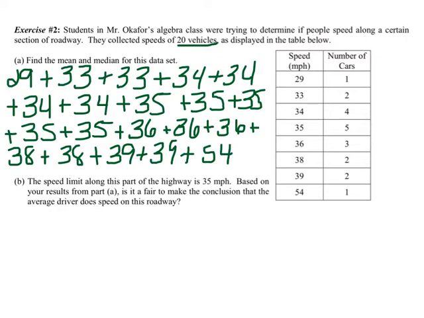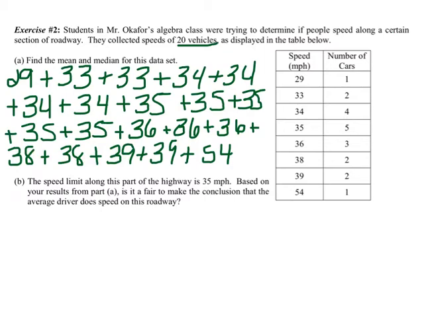So you should have 20 pieces of data. One of the things when you type this into your calculator that you want to make sure that you do is recount. Make sure that I have 20. So 1, 2, 3, 4, 5, 6, 7, 8, 9, 10, 11, 12, 13, 14, 15, 16, 17, 18, 19, 20. Make sure you have 20 in your calculator.